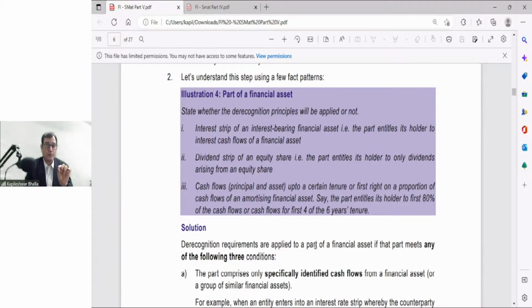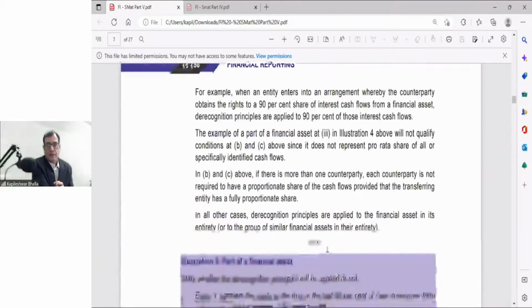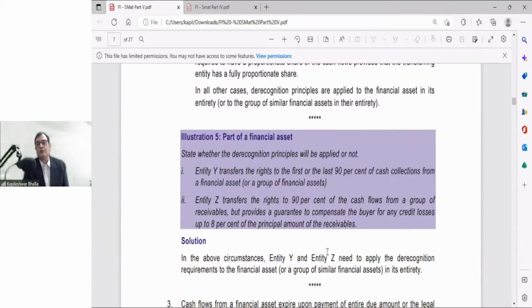The cash flows, principal and interest, up to a certain tenure. Say the party gets the holder 80% of cash flows for the first 4 years out of the 6-year tenure. Now, you need to go in for a complete derecognition in this case. So what is important is that if you transfer the full cash flows, principal and interest, it has to be a complete transfer without any ifs and buts. If there are any ifs and buts, the derecognition has to be for the entire asset and not for the part of the asset. Right, so a similar kind of illustration is given in illustration 5 as well.